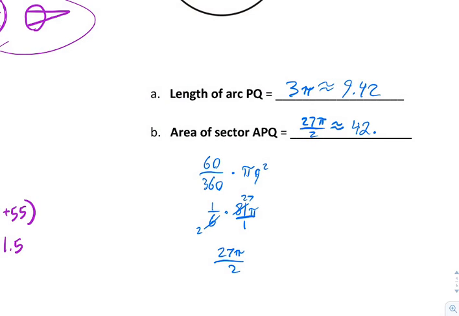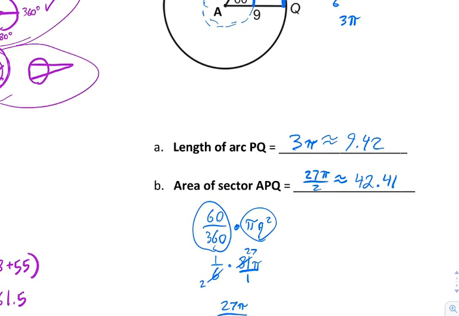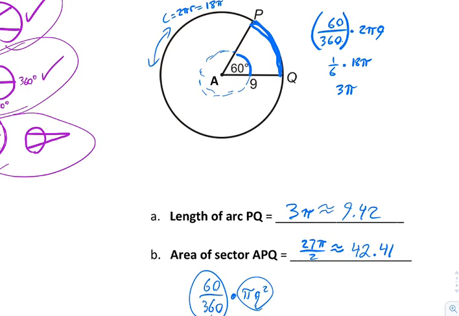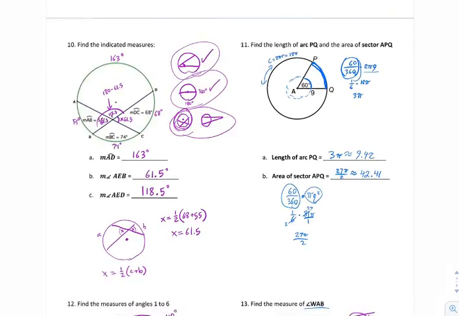Okay, so both cases, you were just simply saying what fraction of the circle do I have, and then times the total area, or what fraction of the circle do I have times the total circumference. Okay, so last page here.